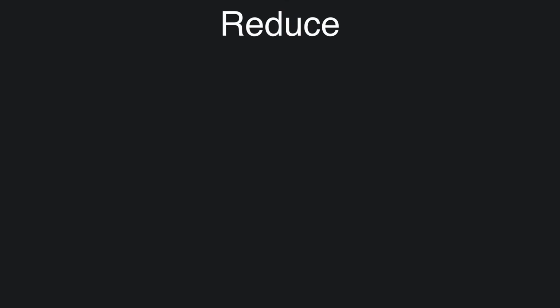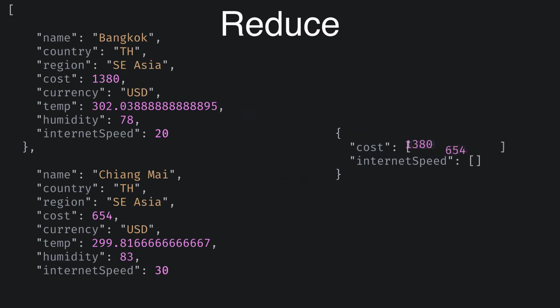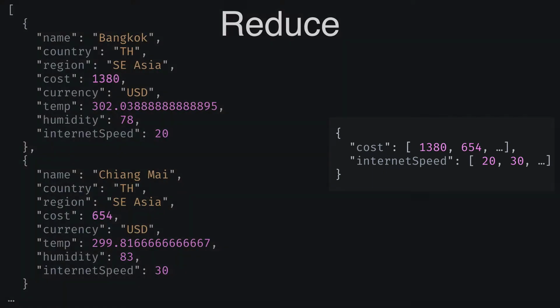I'd like to use reduce to create an object that has properties for the cost and internet speed. Then the value for each of these properties will be an array with each city's corresponding cost and internet speed values. So why do I want to create this object? The reason is we'll use it to help score each city's cost and internet speed. You'll see exactly what I mean in a bit here.